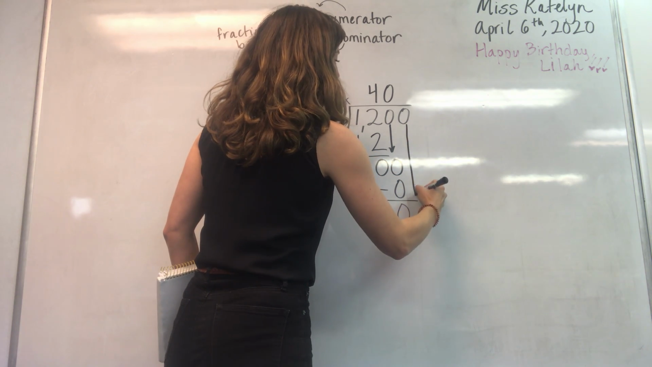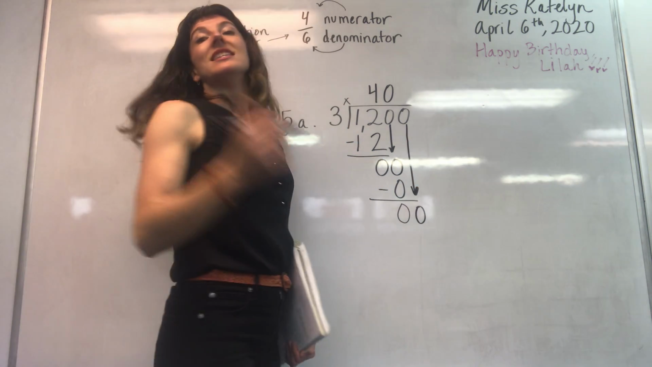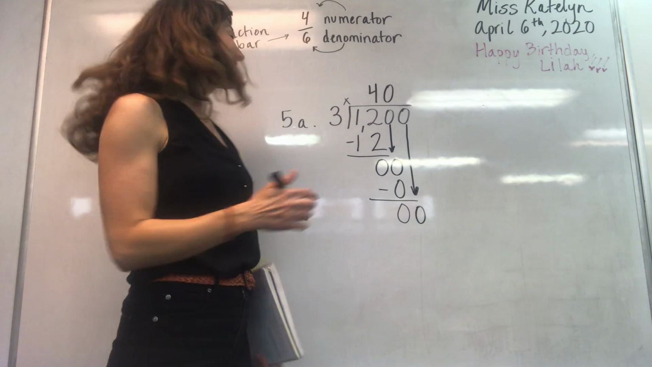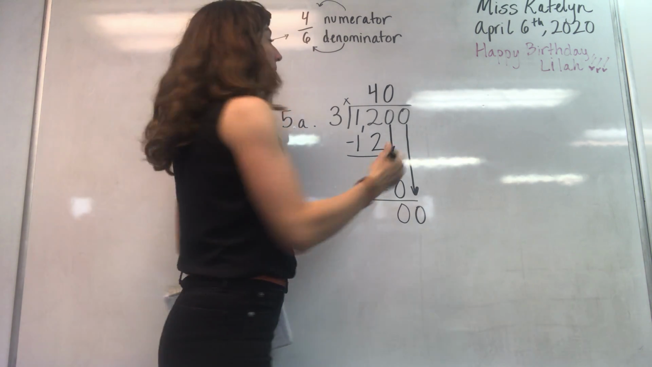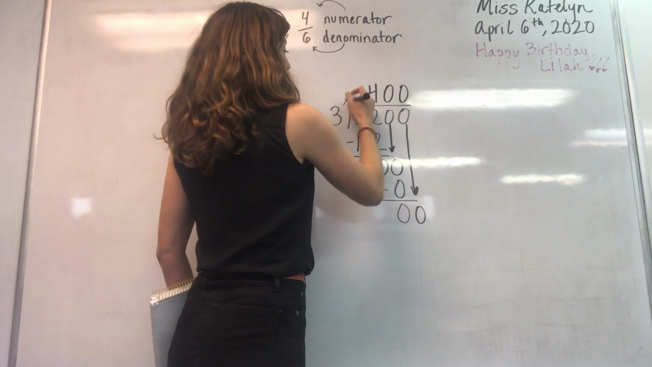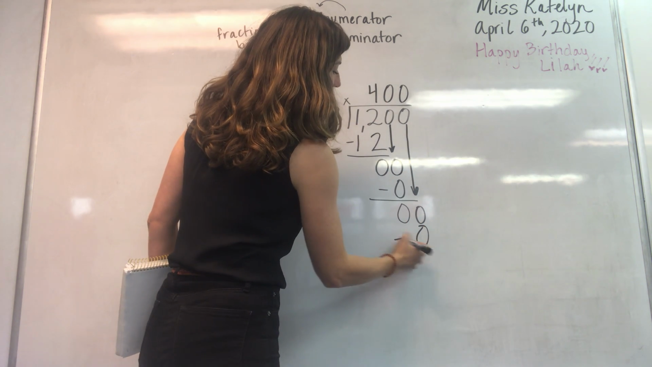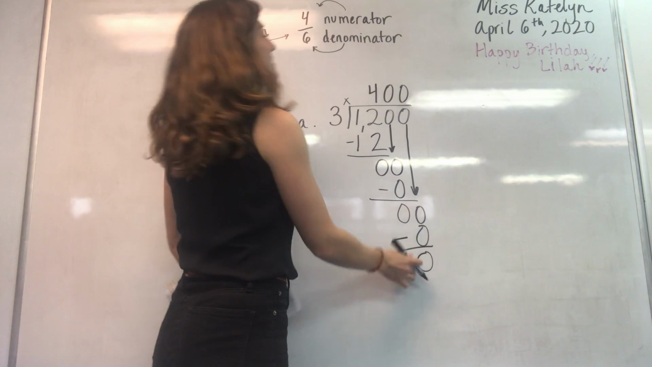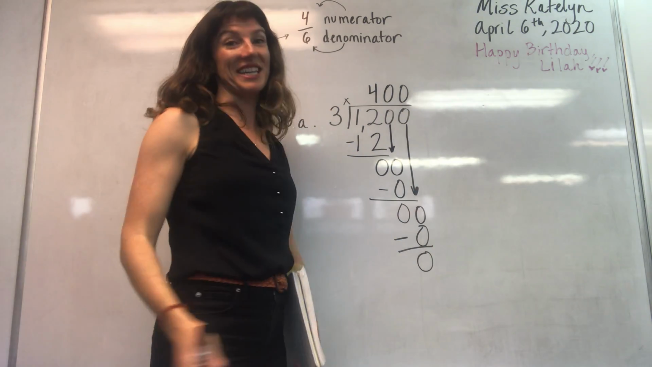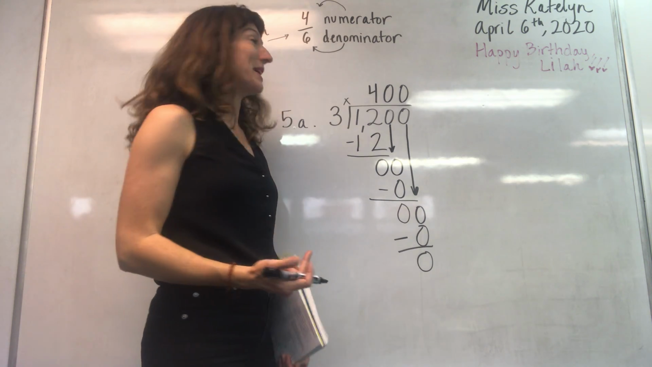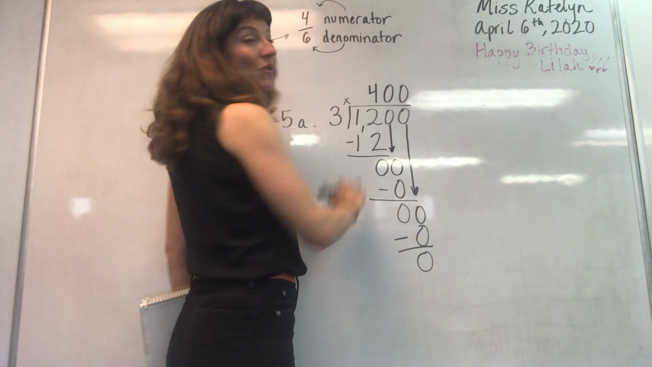Then we go to bring down. 0 is not divisible by 3. So we can't divide and we can't skip. Our only option is 0. 0 times 3 is 0. 0 minus 0 is 0. 0 is less than 3. Very good. There is nothing else to bring down. We do not have a remainder. So our answer is 400.